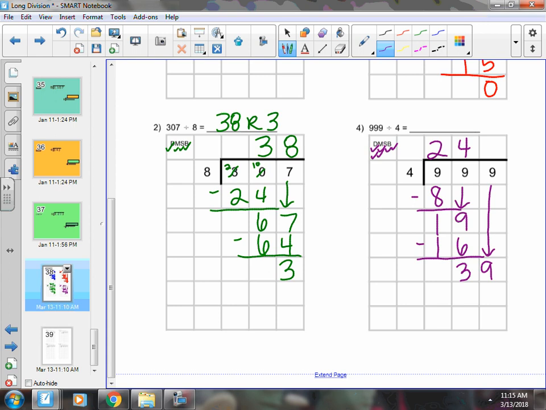I can make some groups of 4 from 39. Let's see, 4 times 10 is 40. That's too much, so it's got to be 4 times 9. 4 times 9 is 36. Subtract. There's nothing to bring down. That's when you know you're done. 249 with 3 left over.